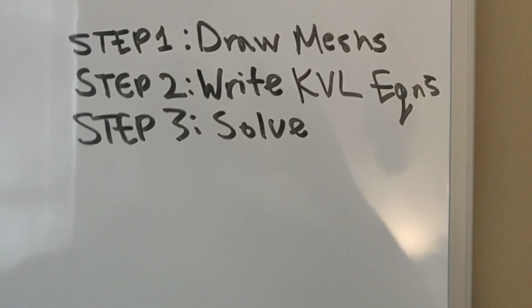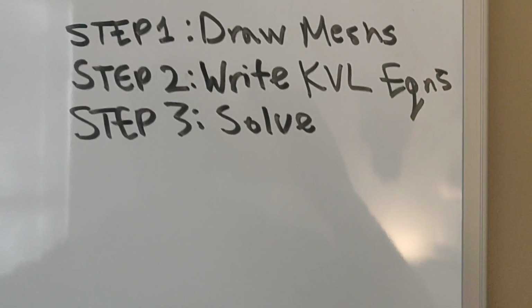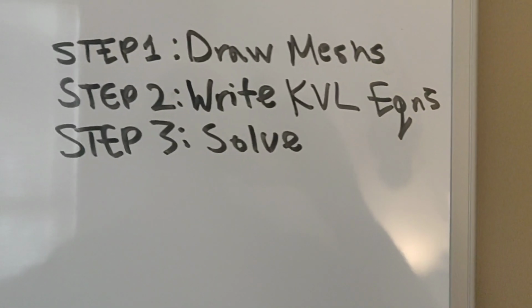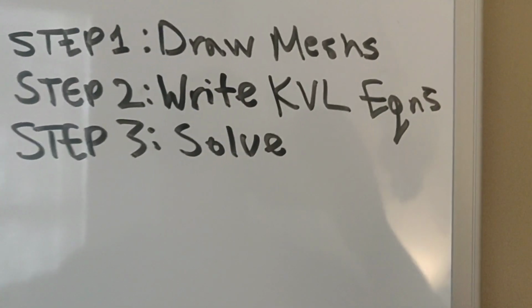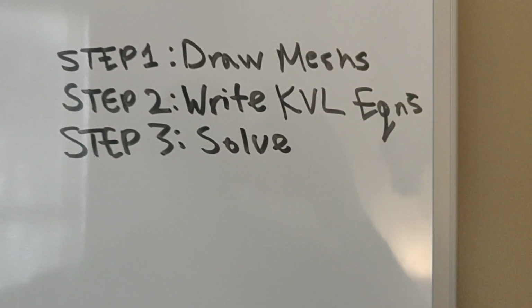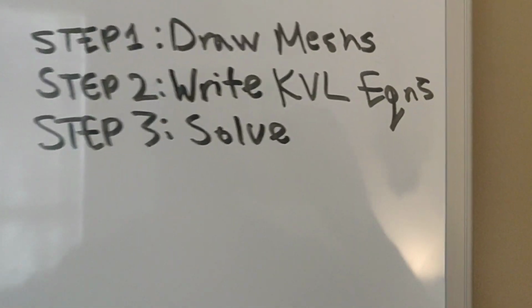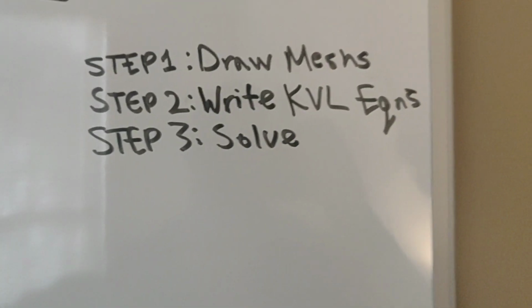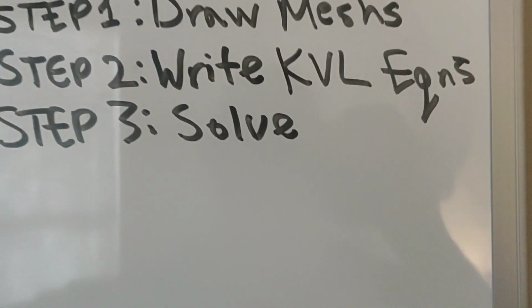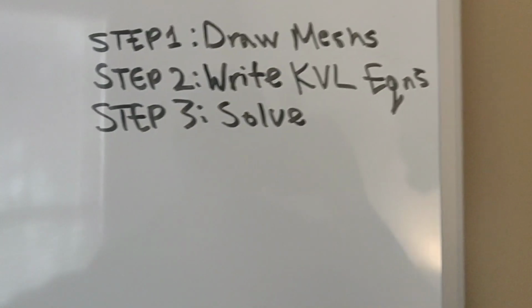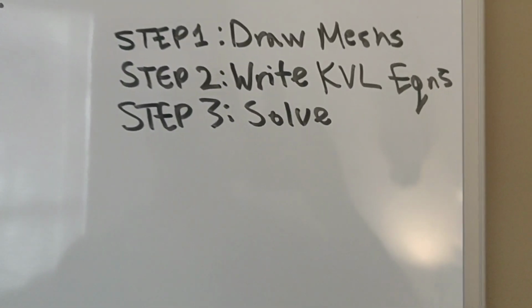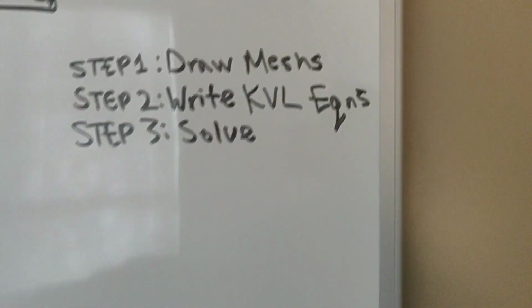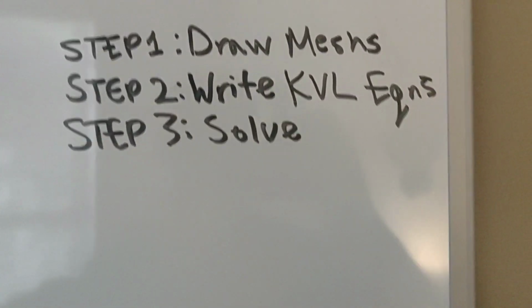So I drew out some easy steps that I use to remember how to do mesh current analysis. Step 1 is to draw the meshes. Step 2 is to write my KVL equations. And step 3 is to just solve these equations. However you like to solve a system of equations, whether it be substitution, elimination, or using matrices, it's all the same.